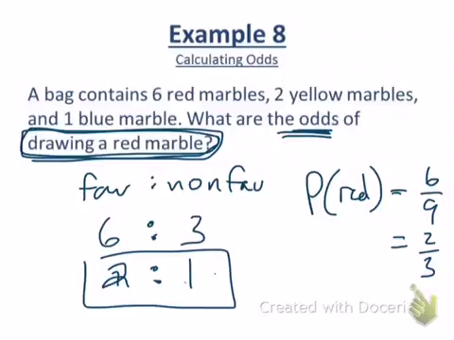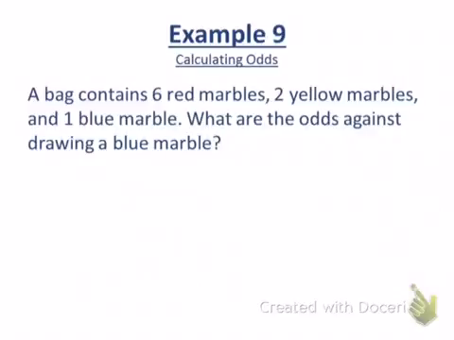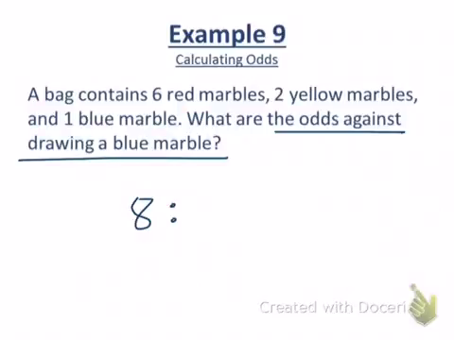A bag contains 6 red marbles, 2 yellow marbles, and 1 blue marble. Now, be careful with this. What are the odds against drawing a blue marble? The odds against are 8 to 1. That's the odds against it happening. So the odds are not real good of drawing a blue marble, because this is the odds against it happening.